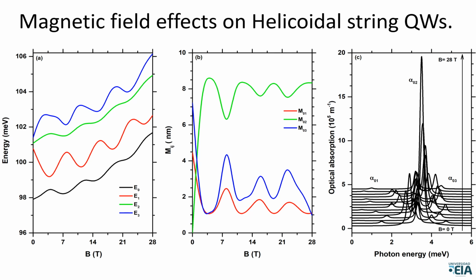For an applied magnetic field on the string helicoidal structure, common oscillations are present on the energy levels and dipoles. The optical properties are in a much smaller range, situated in the far infrared. On the left there are the absorption coefficients for the first transition, in the middle the second state, and on the right the transition to the third state.